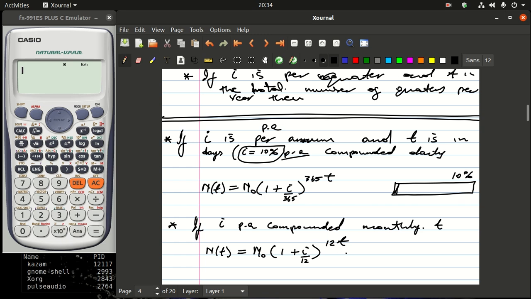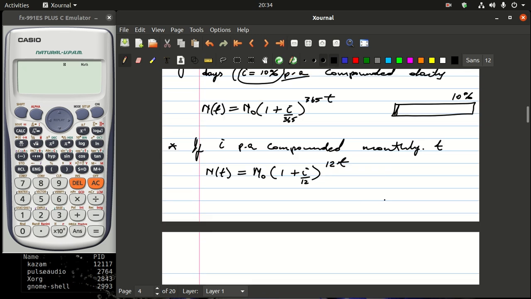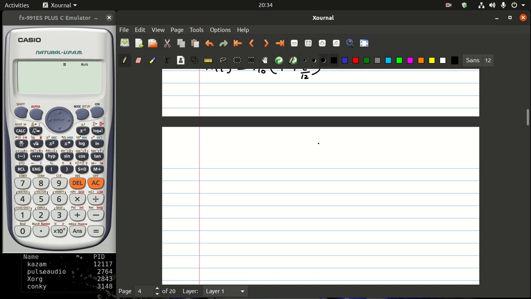It's because we are receiving interest, a portion of that every month. That's the meaning of compound interest. Now, we are trying to analyze this whole thing, but in a shortcut, I would just say this. N of t is always equal to n naught, and then you have 1 plus I divided by n, and then you have n times t.